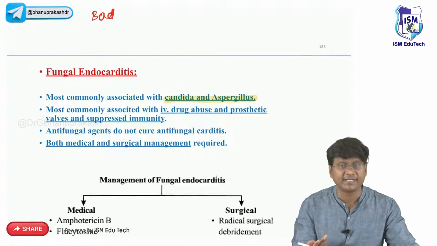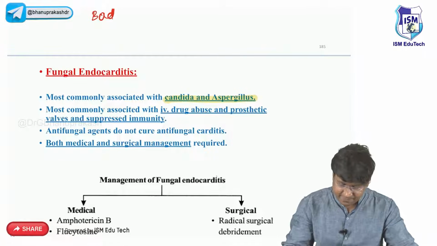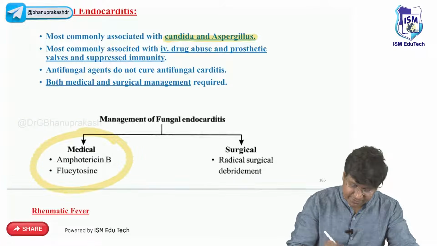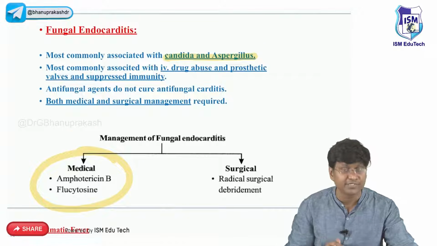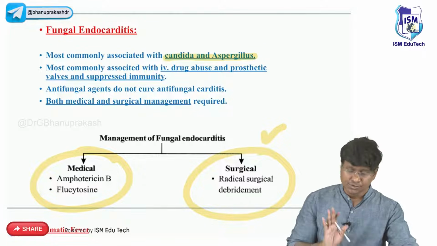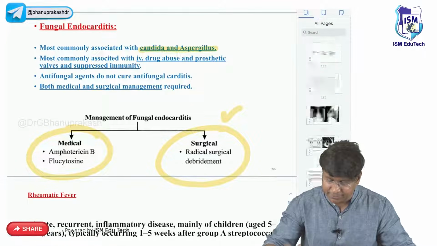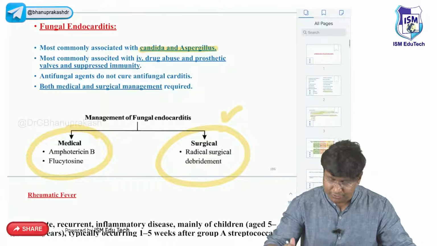And what are the risk factors for the development of fungal endocarditis? That is IV drug abuse. And these patients require medical management in the form of amphotericin B and flucytosine, then surgical treatment, that is radical surgical debridement. Okay. And these antifungal drugs, whatever are there, they should be given lifelong, right? They should be given lifelong.